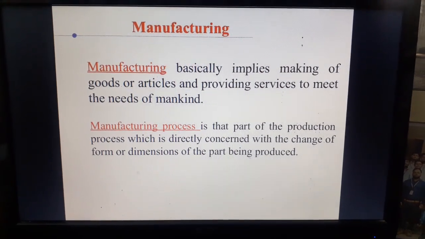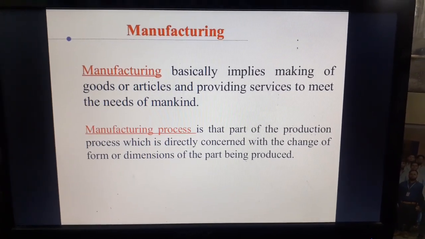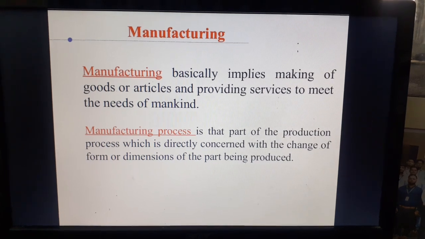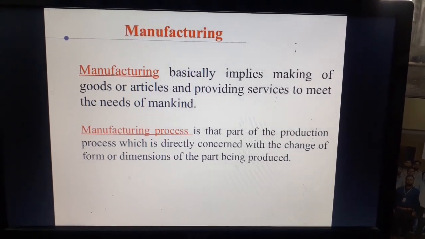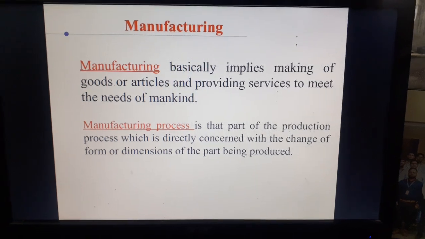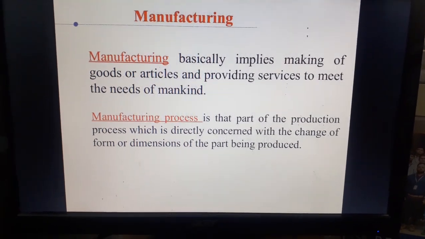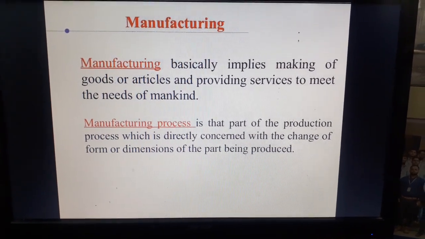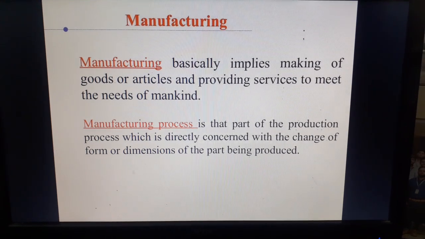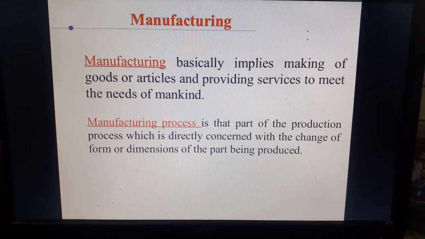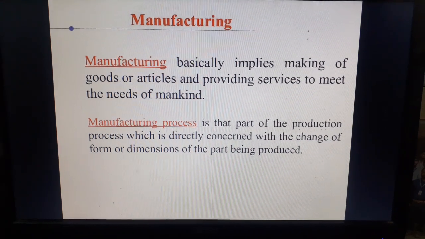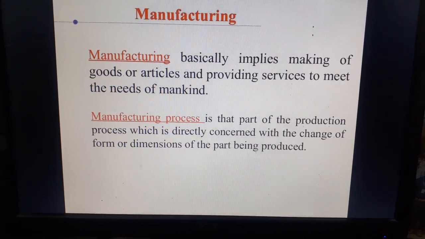So first, what is meant by manufacturing? In simple way we can say it is made by machinery or made by hand. The objects are made by hand or by machinery. This is a very simple meaning. What is meant by manufacturing? It basically implies making of goods or articles and providing services to meet the needs of mankind.